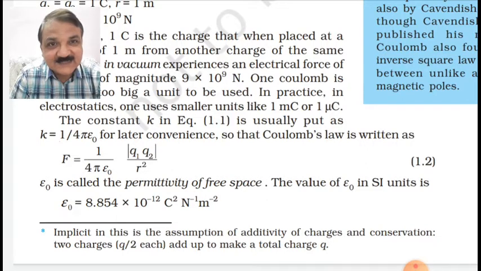Means if some other medium is there, then simply you will write 1 by 4 pi epsilon.